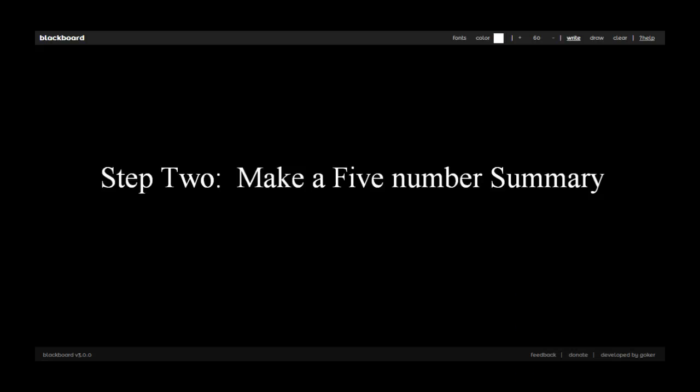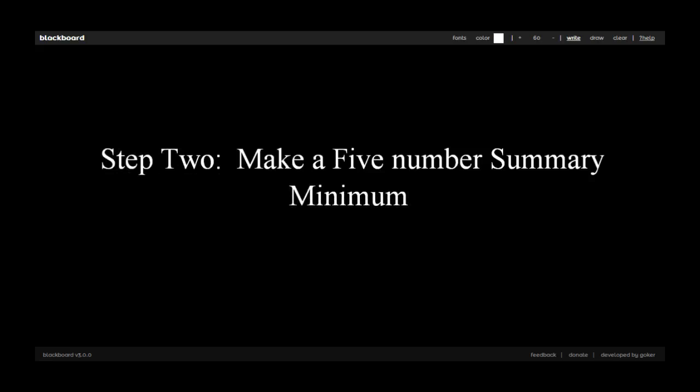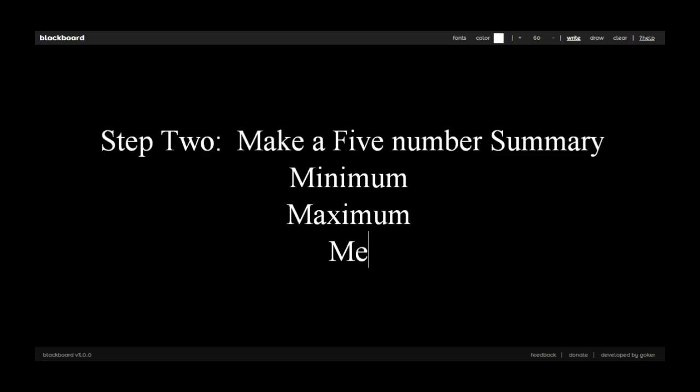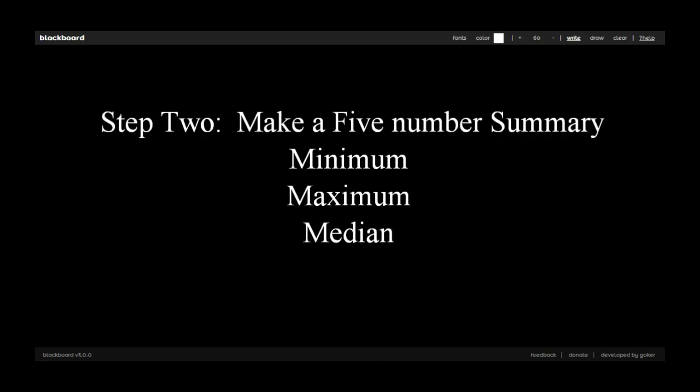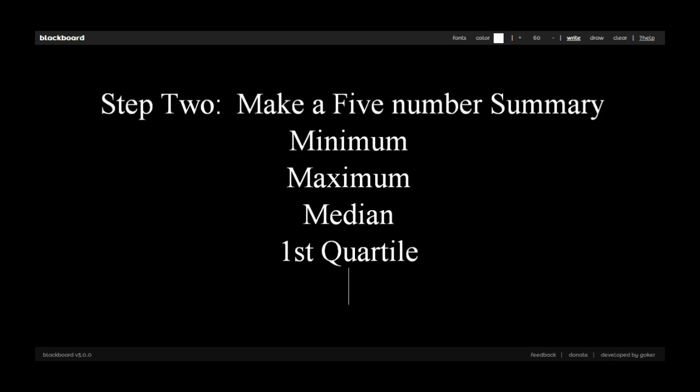That includes the minimum, the maximum, the median, the first quartile, and the third quartile.